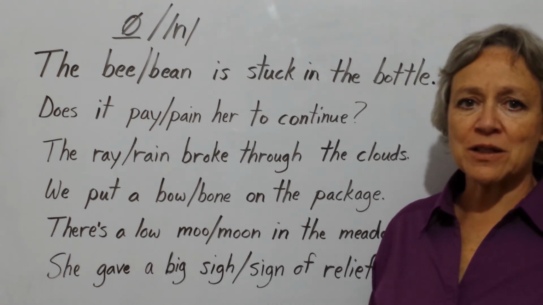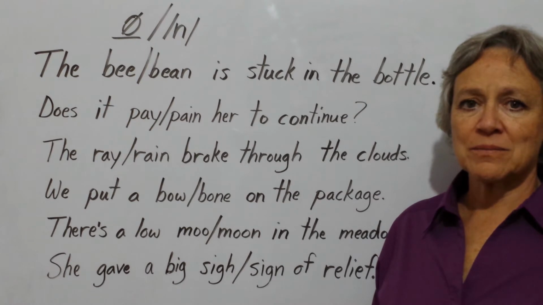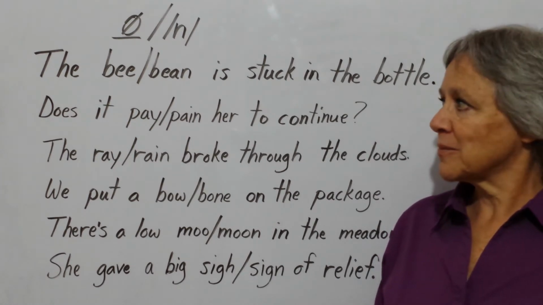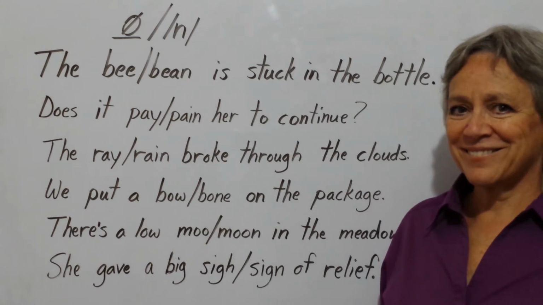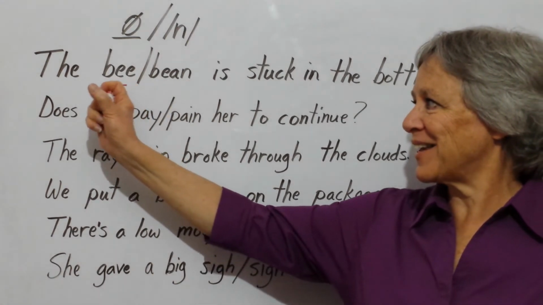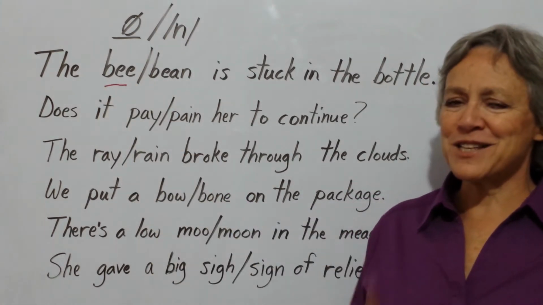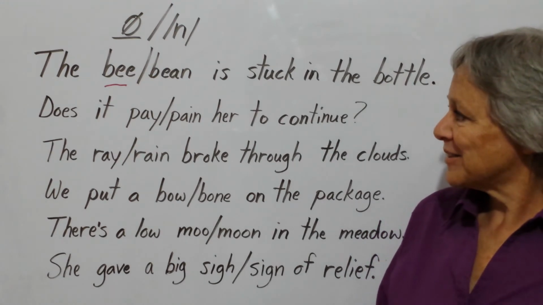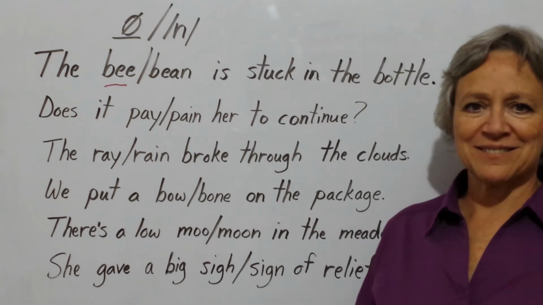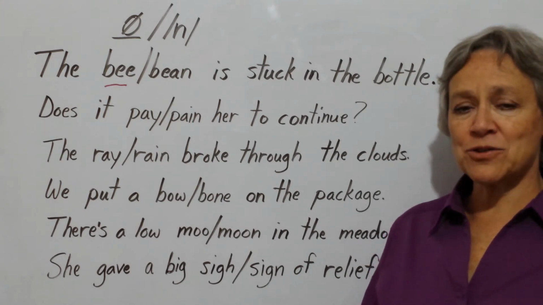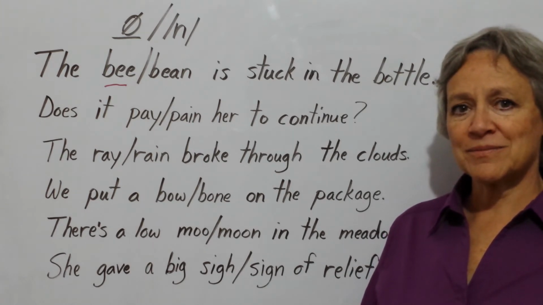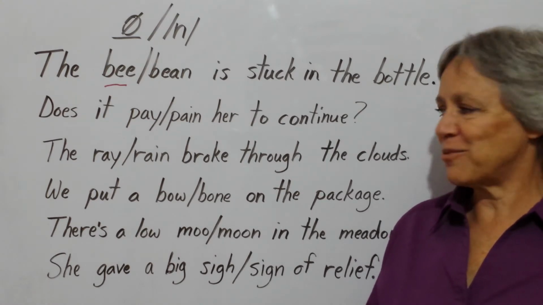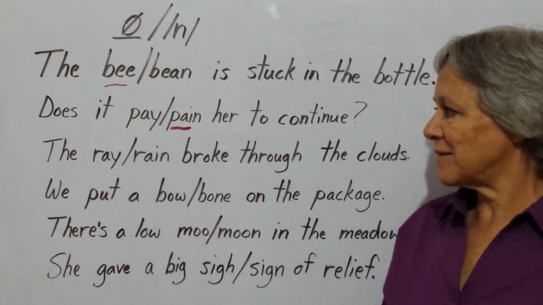The bee is stuck in the bottle. The bee is stuck in the bottle. Which one? B, okay. And I think I'll only read the sentence once. I don't want to make it too easy for you. Does it pain her to continue? Right. Which one did I say? It was pain.